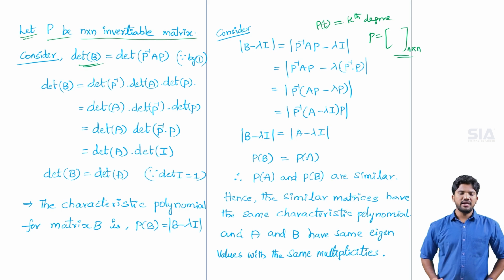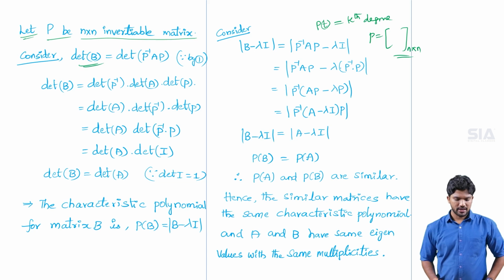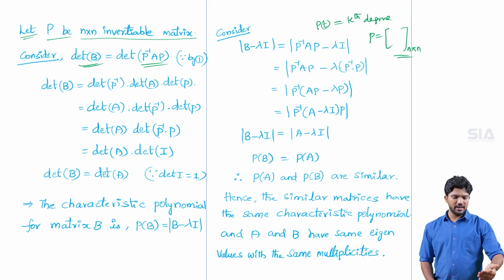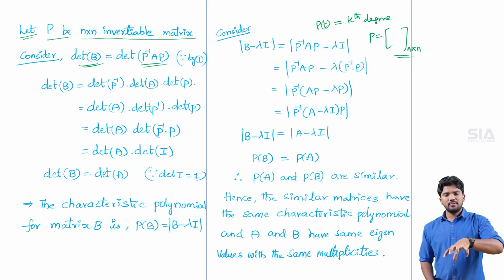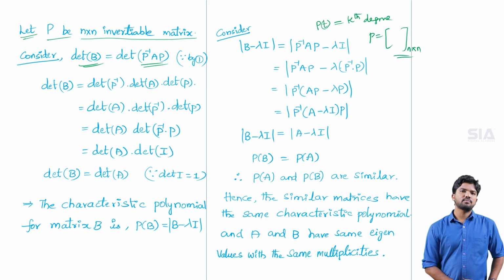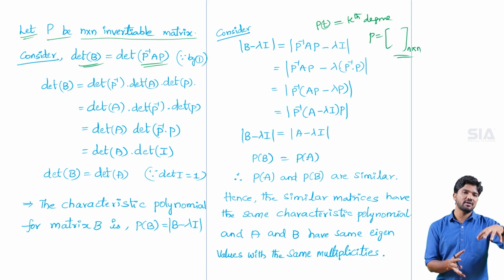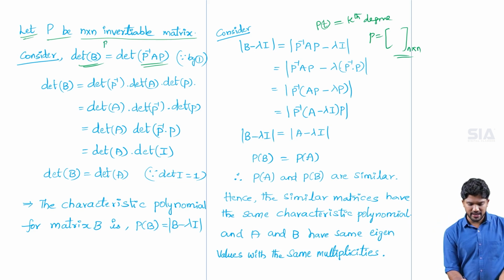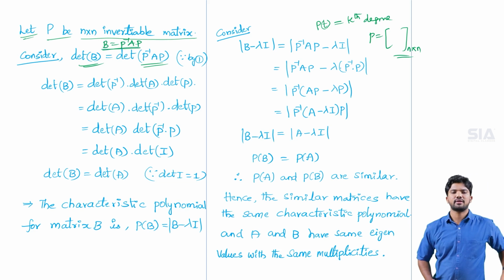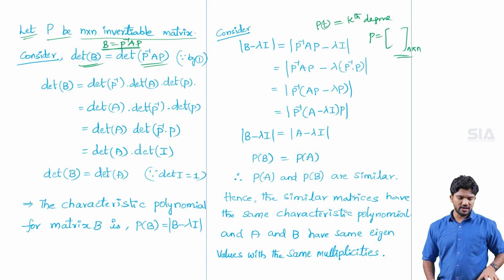Consider the determinant of capital B is equal to the determinant of P inverse A P. Okay, so why? Because capital P is an invertible matrix. Then to say that A and B have the same characteristic polynomial, why? Because A and B are similar matrices. Directly we are taking that condition B is equal to P inverse A P. For this condition only, on both sides we are applying the determinant. So determinant of B is equal to determinant of P inverse A P.